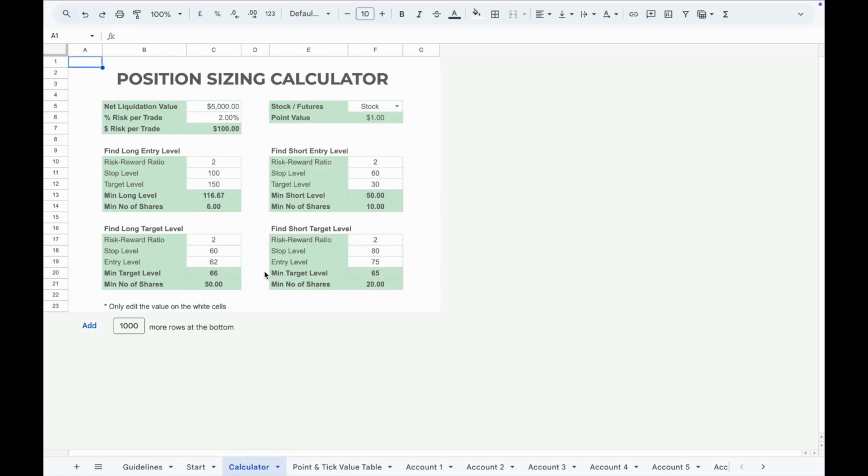Journal tab. This journal includes a built-in calculator to help determine your entry level and position size based on your risk to reward ratio, stop loss level, and target level. Alternatively, you can use it to calculate your long or short target levels based on these parameters. Proper position sizing is crucial for minimizing losses and preventing significant drawdown.